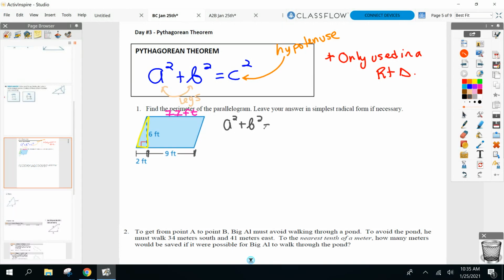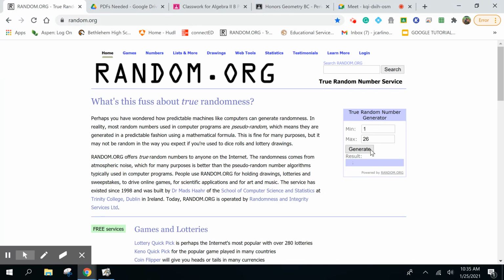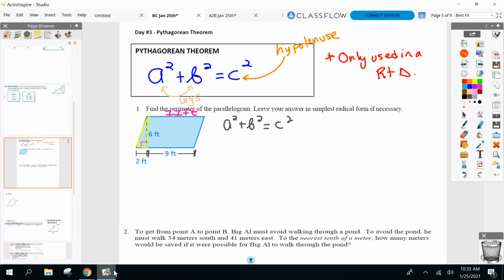So a squared plus b squared equals c squared. Turn it over to you guys. Plug in for a, b, and c for me right now. Here we go. Let's start it off right. Quincy, what am I going to plug in for a and b here? 6 and 2. 6 squared plus 2 squared. I am looking for the hypotenuse in this problem.